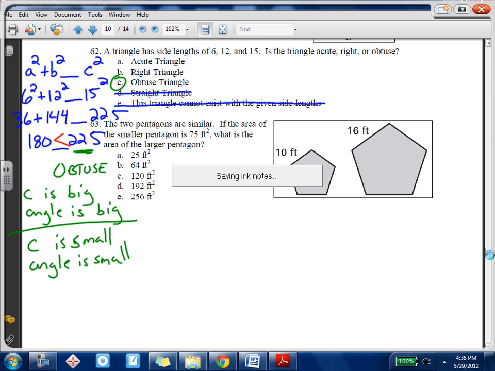The last one talks about the ratio of, excuse me, whoops, didn't mean to do that.